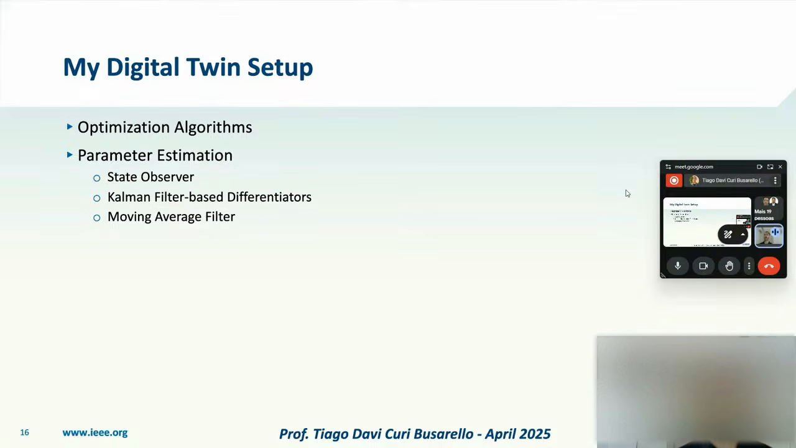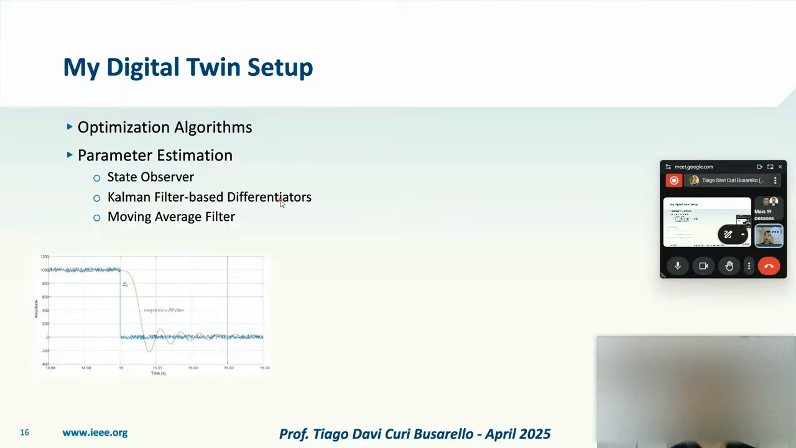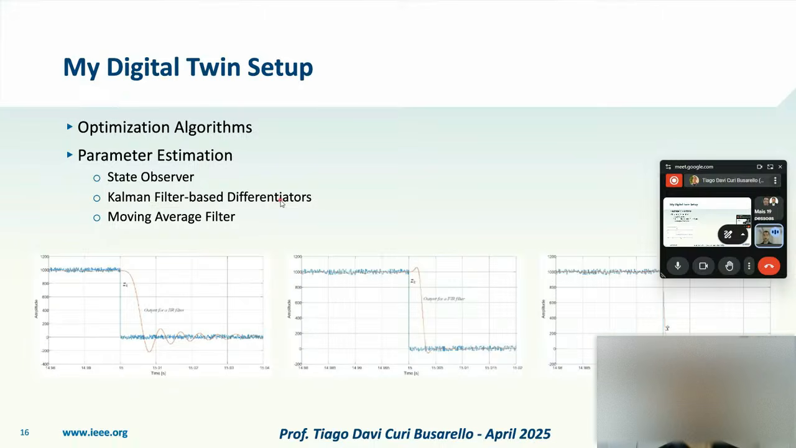In my lab, I'm trying both optimization algorithms and also parameter estimation. Because state observers are classical, I can use them to obtain, for instance, the series resistance of capacitors. I also have some Kalman filter-based differentiators, which are really fast and attractive for parameter variation, like you see in this picture. In blue here is, for instance, a value of an inductance polluted with noise.